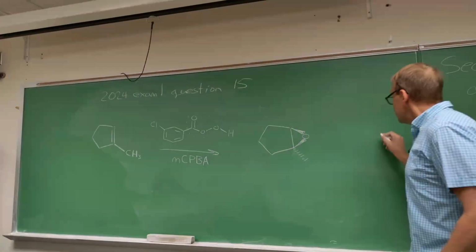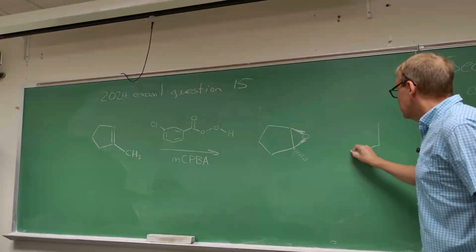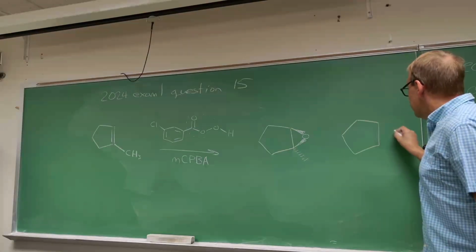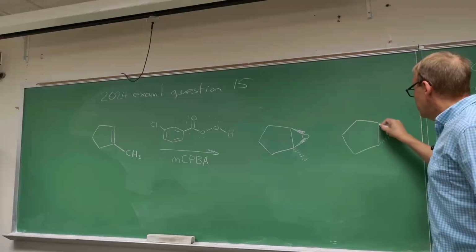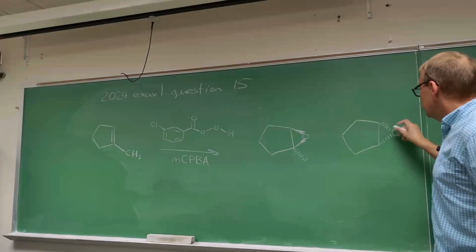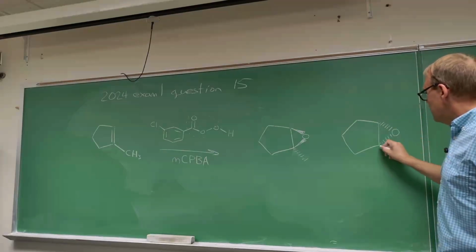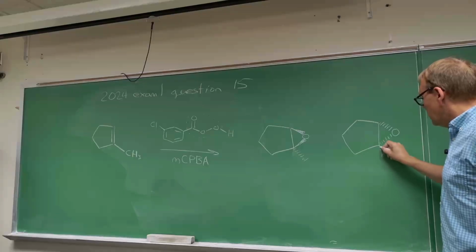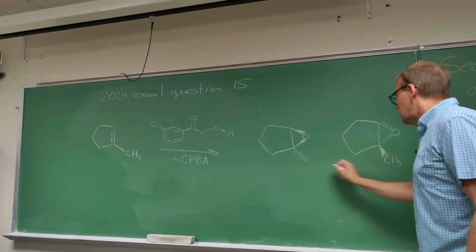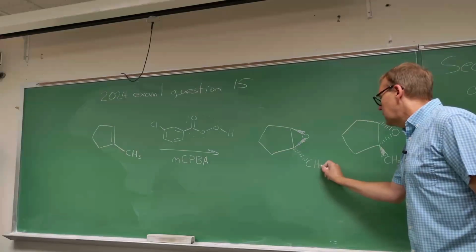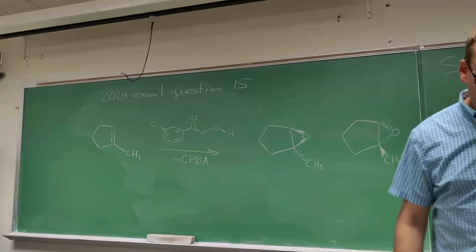The other possibility is MCPBA could approach the alkene face from behind the board, in which case you get the stereoisomer of this, and that product would look like this, where it's still got an oxygen attached, but there's dashed bonds to it, and then the methyl group is going to be on a wedged bond. So that's the first one.